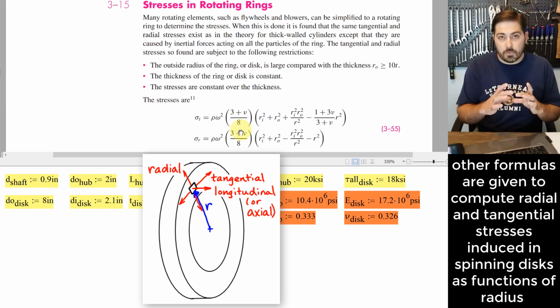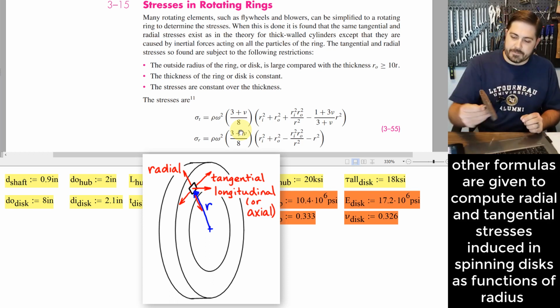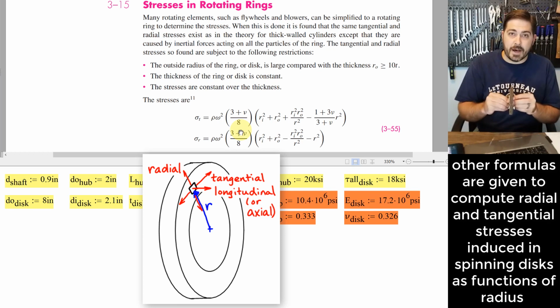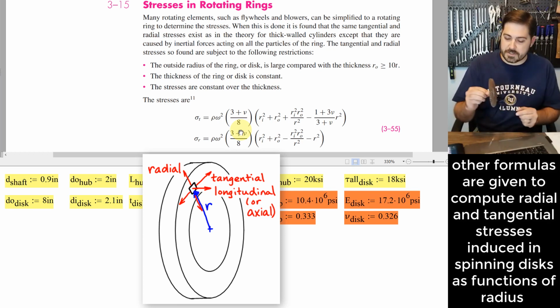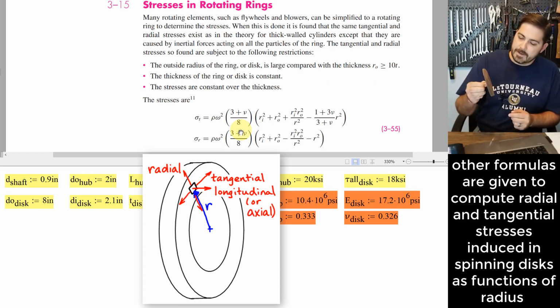The next little bit that we're going to talk about is this idea of stresses that are induced in a ring or a disc that is rotating. And so I brought this in here so we can kind of think about what it is that causes the stresses in something that rotates like this.